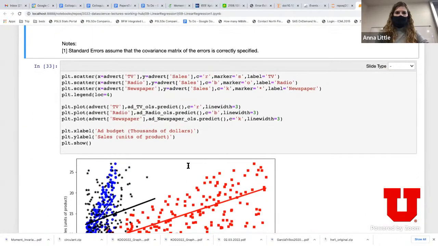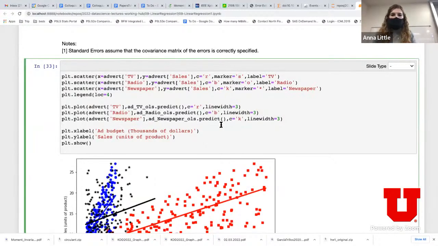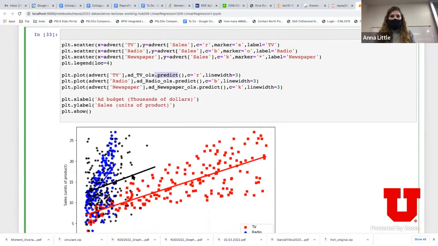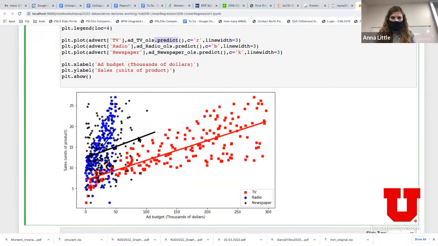Okay, and so here we can, again, plot all of those things just like before, do a scatter plot, and then on top of the scatter plot, with the dot predict, pull out the predicted values, the y hats, and plot those as well. So we see the TV regression line, the newspaper regression line, and the radio regression line. And as you guys correctly pointed out in the beginning of class, these have steeper slopes, but lower R squared than the TV.